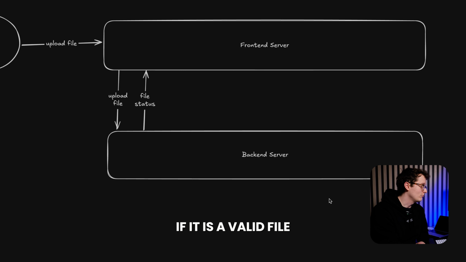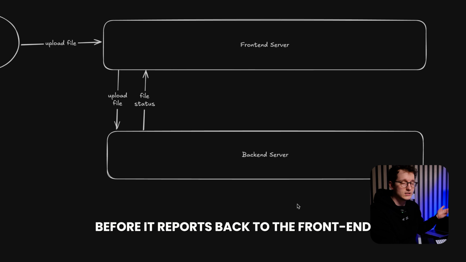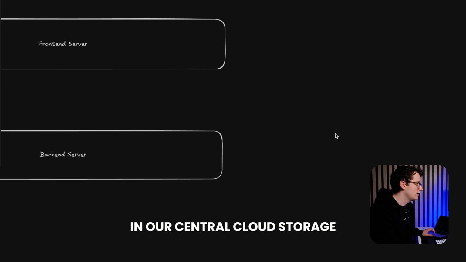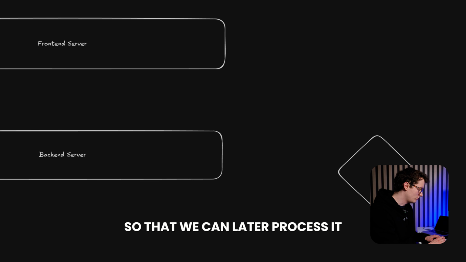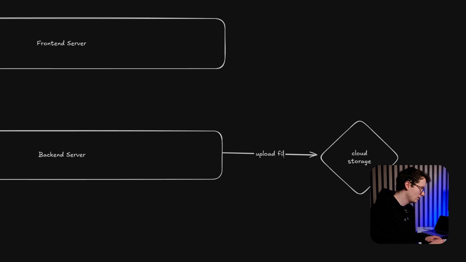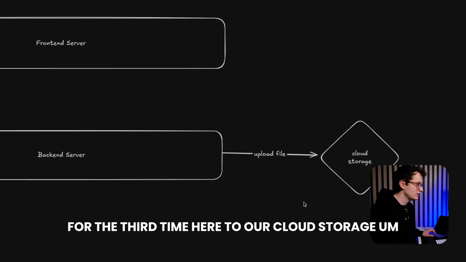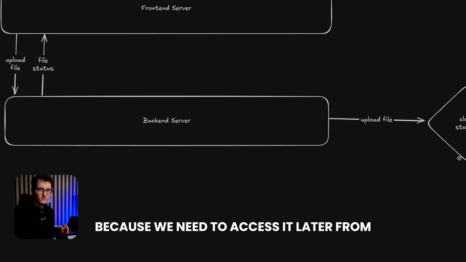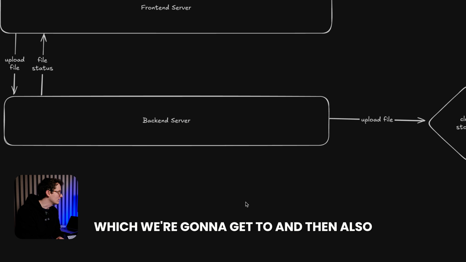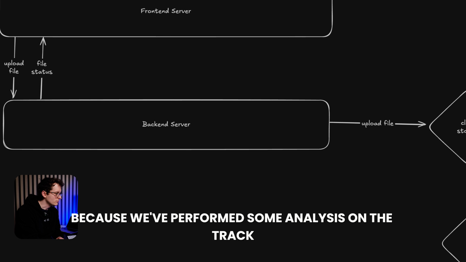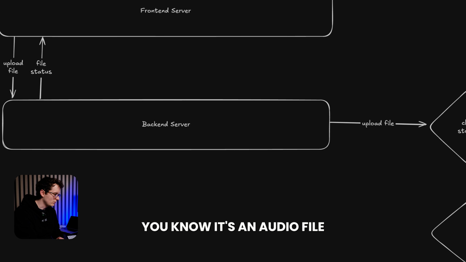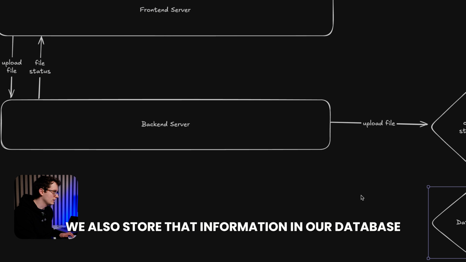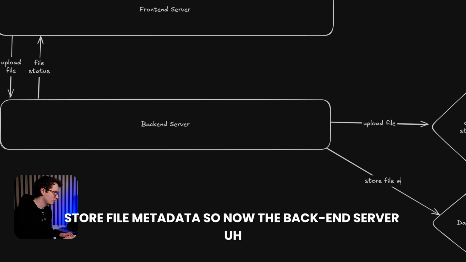If it is a valid file, what actually happens in the backend server before it reports back to the front end that it is a valid file, it stores the file in our central cloud storage so that we can later process it. So we're kind of uploading the file for the third time here to our cloud storage because we need to access it later from a different part of the system, which we're going to get to. And then also, because we've performed some analysis on the track, we know it's an audio file, it has certain properties. We also store that information in our database, store file metadata.